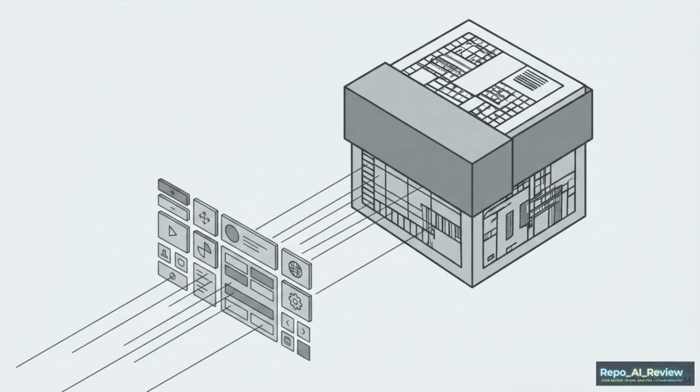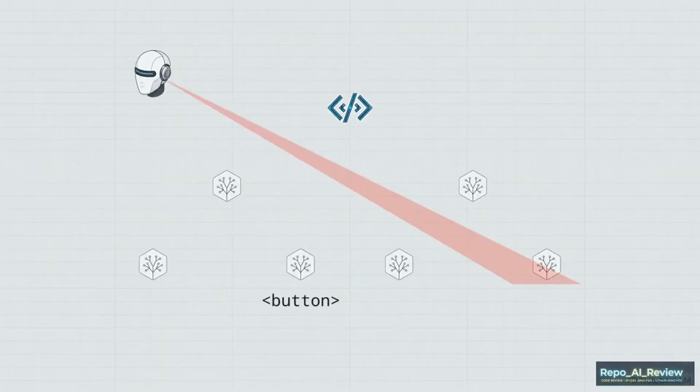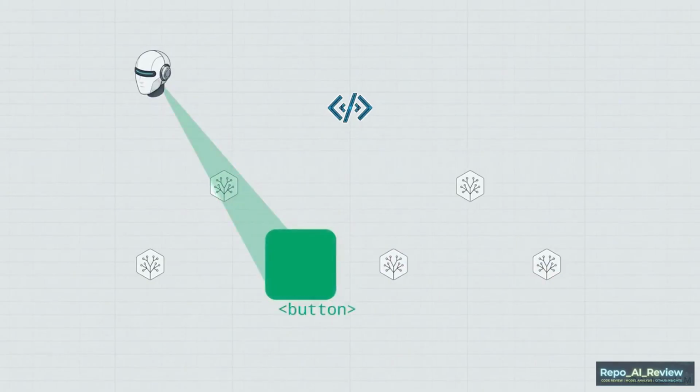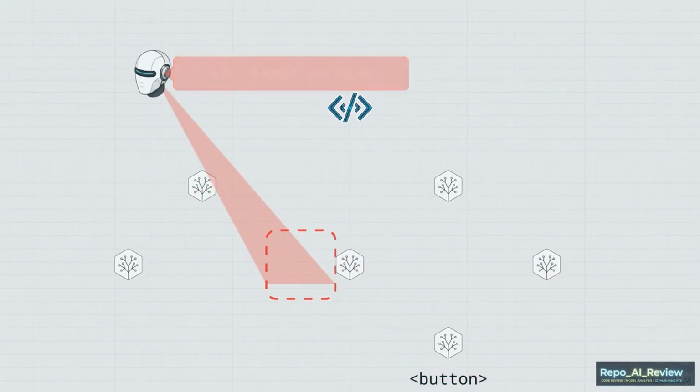They don't look at the screen. Instead, they scan the underlying document object model, or DOM, the hidden HTML code that structures a web page. If a developer alters that hidden code, the bot loses its target entirely.